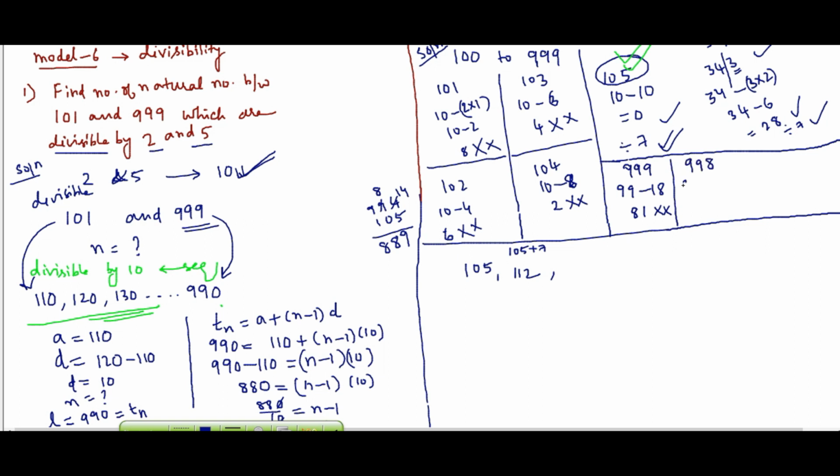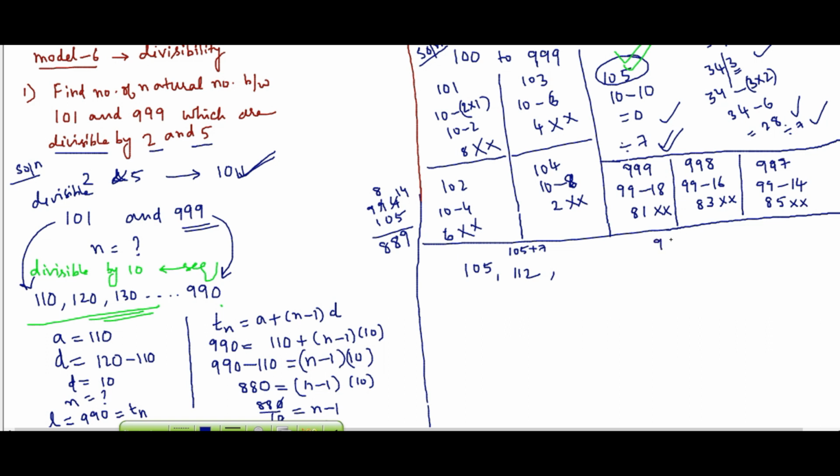Again 998 we will see. 99 minus 16 which will become 3 here, 8 here, 83, not divisible. And then 997, let us see. 99 minus 14 should be 85, correct? So this is also wrong. It is not divisible by 7.